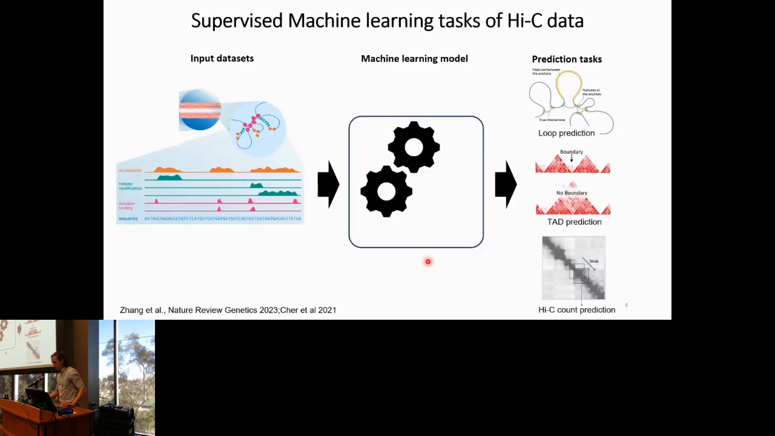There are several relevant machine learning tasks for Hi-C data. Here I list 3: loop prediction, TAD prediction, and count prediction. But if you're interested, I encourage you to check out the review shown at the bottom left of this slide. But for the remainder of this talk, we'll be focusing on the count prediction problem, which is where we try to predict the matrices directly.